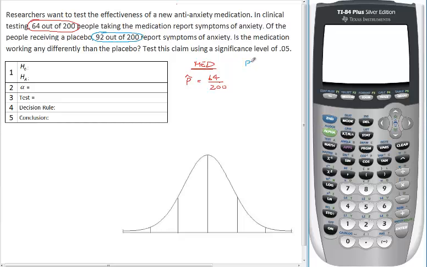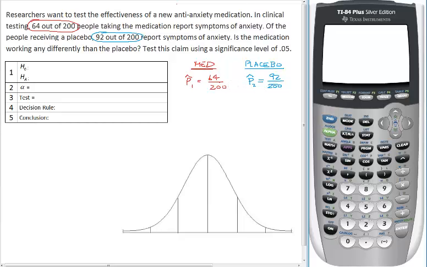So in the placebo group, now placebo is the fake drug, right? It looks the same as the medicated drug, the real drug. The people don't know they're taking it, and that's often done when you're doing clinical testing like this with medications, okay? So the placebo group is the fake drug. They don't know it's fake though. And that's 92 out of 200. So let's call this p hat 2, and we'll call the other one p hat 1.